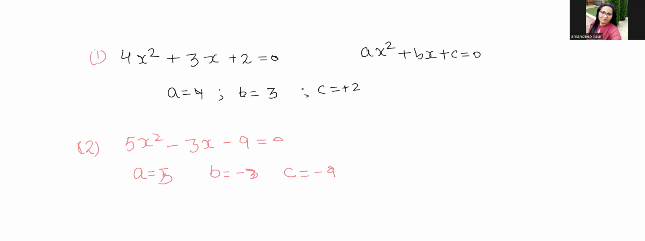So this is the introduction to quadratic equation. In coming lectures, we will solve the exercises of NCERT book chapter 4, that is quadratic equation.